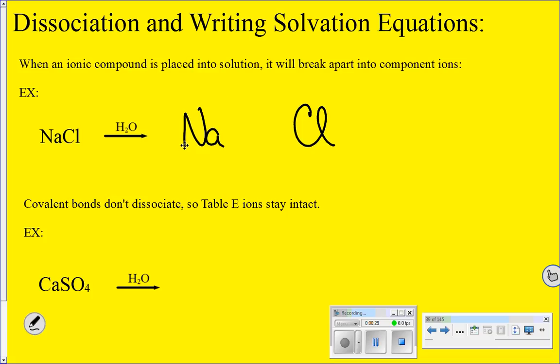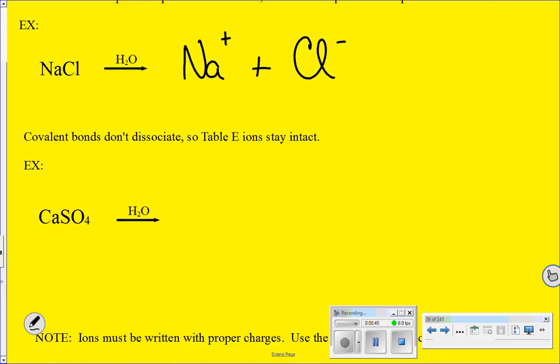You can easily look up their charges on the periodic table, and we write a plus sign between them showing that they have dissociated or broke apart. Anything that is on reference table E stays intact with one another because, for example, if you look at SO4, there are actually covalent bonds between the S and the O. So those are not going to dissociate in solution. However, this compound still will dissociate. There's an ionic bond right there.